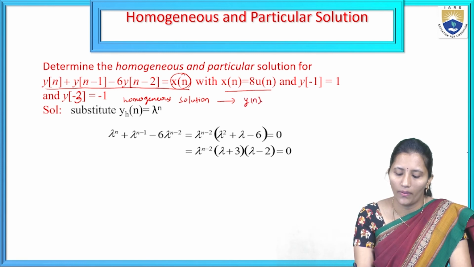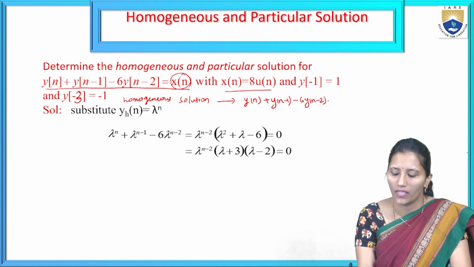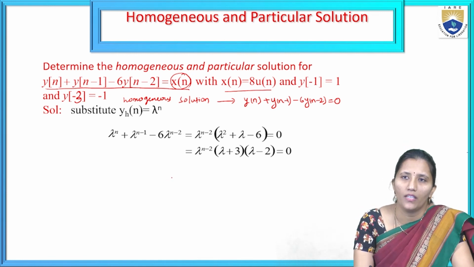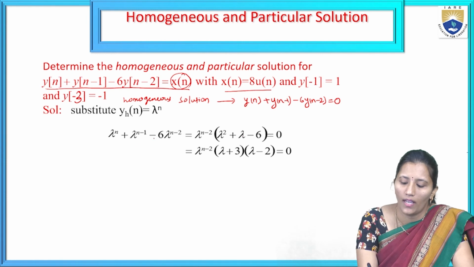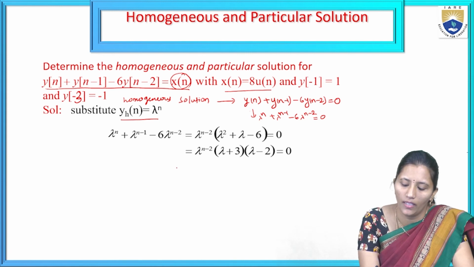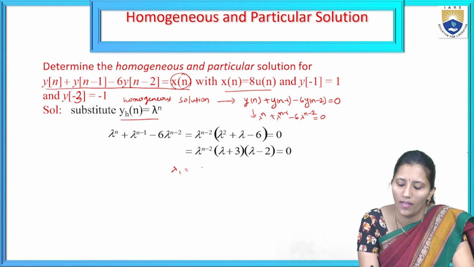So we are going to get y of n plus y of n minus 1 minus 6 y of n minus 2 is equal to 0. In the homogeneous solution we have to make the input terms 0 because it is a zero input response. Substitute yh of n is equal to lambda power n. Wherever y of n is there, substitute lambda power n. You will get lambda power n plus lambda power n minus 1 minus 6 into lambda power n minus 2 is equal to 0. If we solve this characteristic equation, we will get the roots lambda 1 is equal to minus 3, lambda 2 is equal to 2.